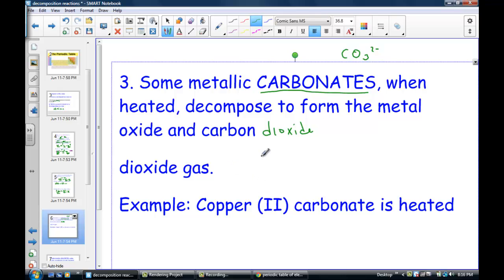Let's write that out in words. Here we're going to have some metallic carbonate. So let's write a metal carbonate. Carbonate, spell it with me, C-A-R-B-O-N-A-T-E, carbonate, is going to give a metal oxide and carbon dioxide.